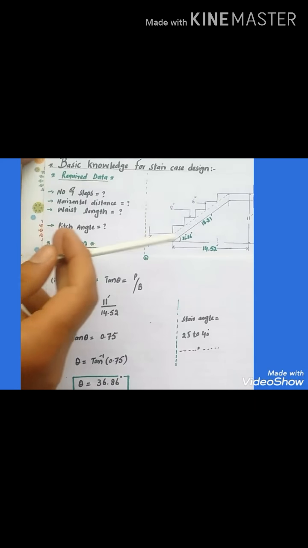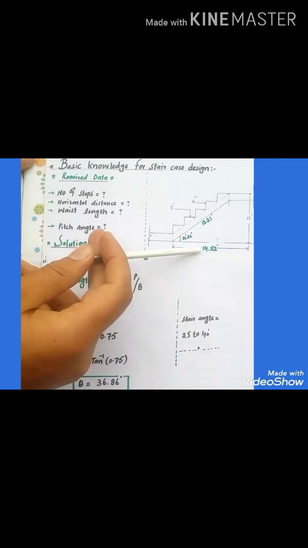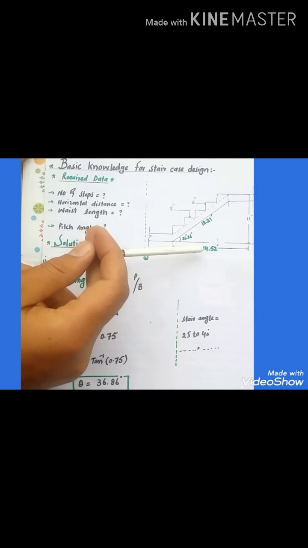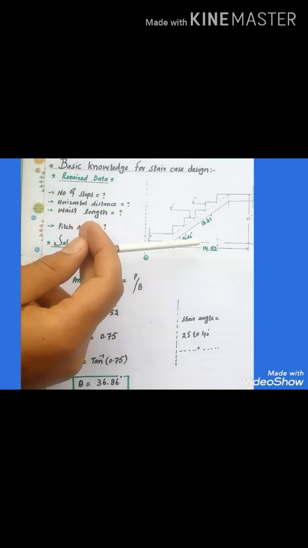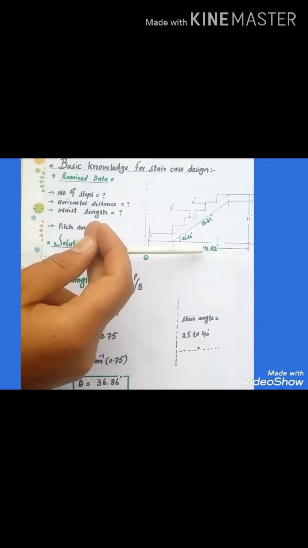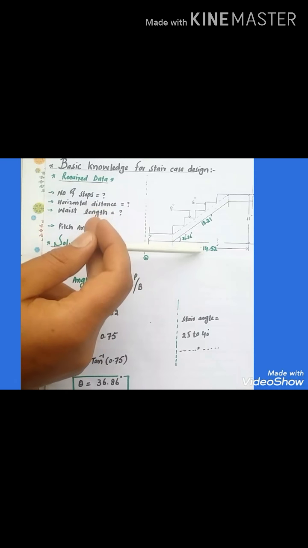My dear viewer, this horizontal distance is very important. If you make a little bit mistake in this horizontal distance, then there will be problem in the construction of this step, and especially in last step. You remember this point in your mind. This is so important for you.